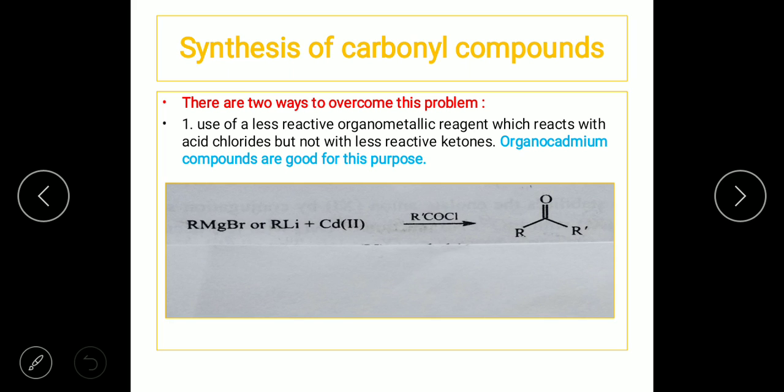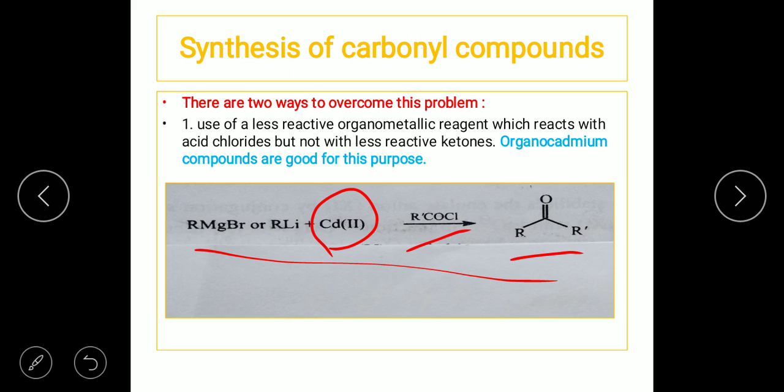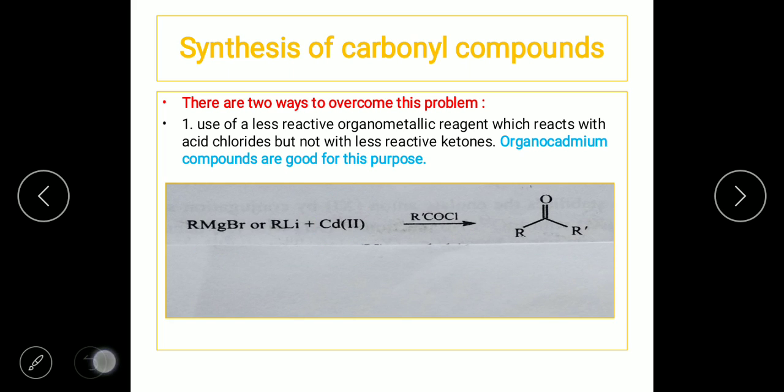So here, this is the general reaction wherein you can see how we are going to make use of the cadmium, and we are going to react the cadmium with the acid chloride, and it is going to generate the ketone. So this is a much better method to avoid the formation of alcohols.